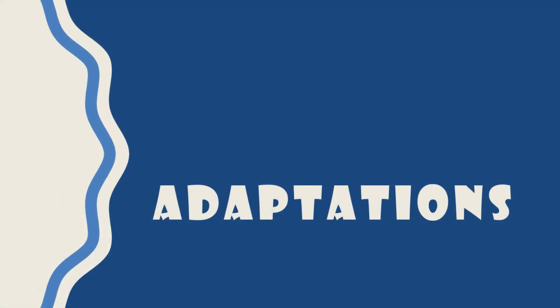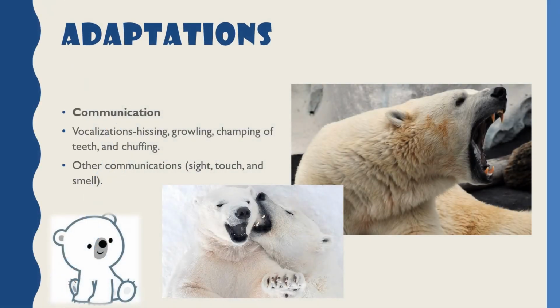Adaptations. Adult polar bears vocalize most when they are angry or threatened. Sounds include hissing, growling, champing of teeth, and chewing. For example, mothers warn cubs with a chewing sound. There are also other communications through sight, touch, and smell.